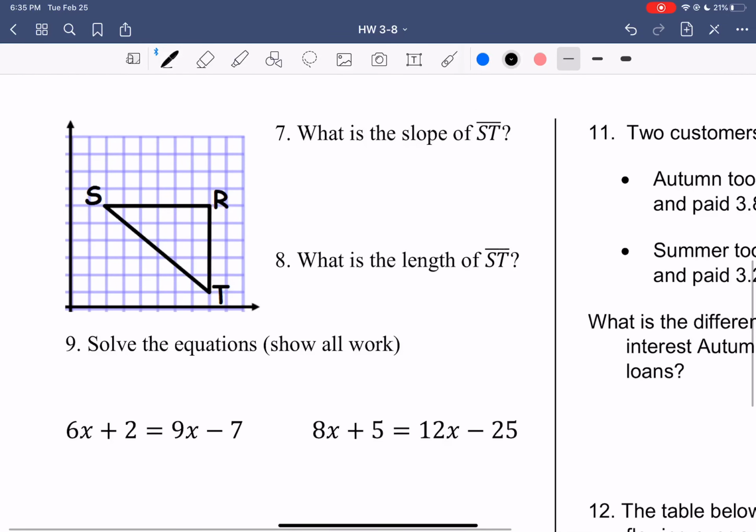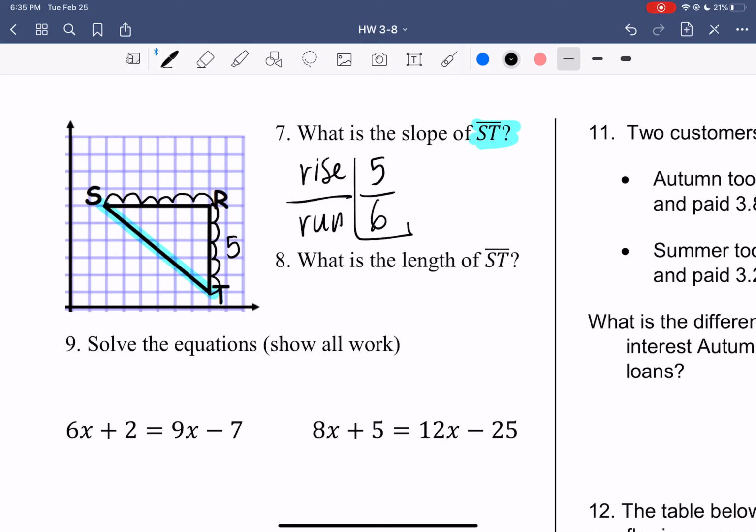All right. So here we have, what is the slope of line ST? So easy, we can do a rise, 1, 2, 3, 4, 5. So we have a rise of 5 over a run of 1, 2, 3, 4, 5, 6. And that doesn't simplify, so that will be our slope.